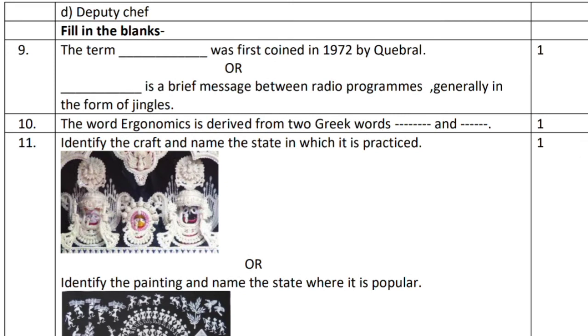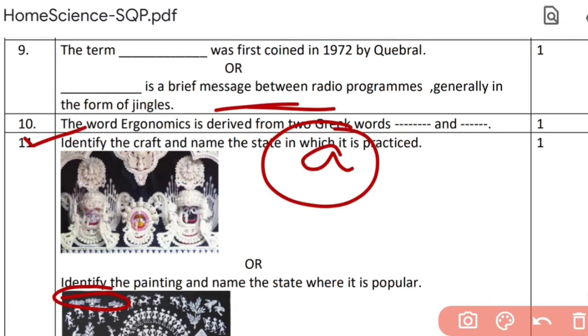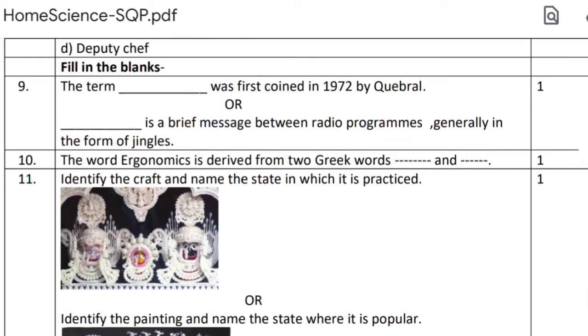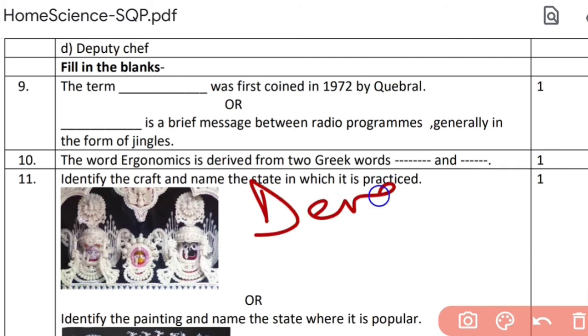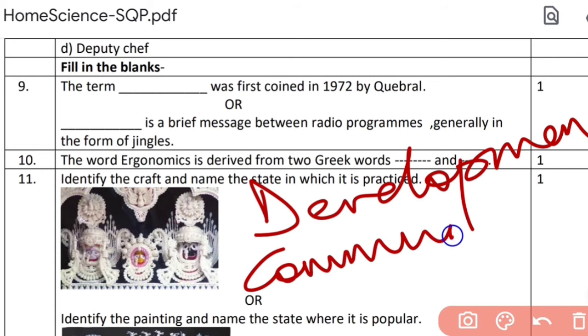Now the MCQs or multiple choice questions are over. We come to fill in the blanks or one word answers or different types of questions. Now the ninth question is, the term dash was coined in 1972 by Quibral. Now can you tell me the answer? We had done this. We also had a picture of Quibral, the person who coined the term. What was the term? It was developmental communication. So for this, you will have to read this lesson only. So this word was launched by Quibral in 1972. If you have forgotten, just go and revise it.